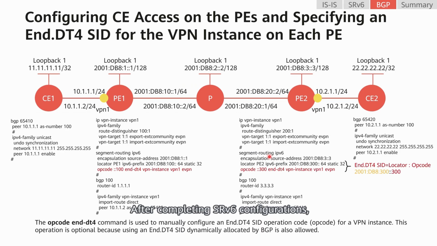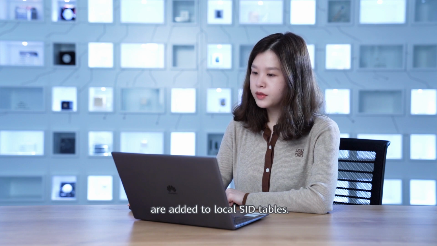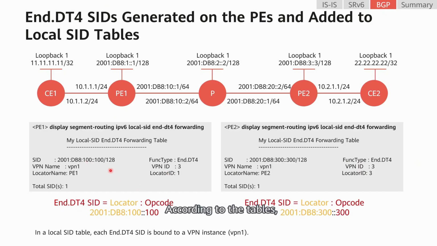After completing SRv6 configurations, let's look at BGP-related configurations. Specifically, we need to configure CE access and specify an End.DT4 SID for the VPN instance on each PE. Then establish eBGP peer relationships between the PEs and the CEs. In addition, we need to configure an End.DT4 SID for the VPN instance on the PE. End.DT4 SIDs generated on the PEs are added to local SID tables. According to the tables, we can see that each End.DT4 SID is bound to a VPN instance.